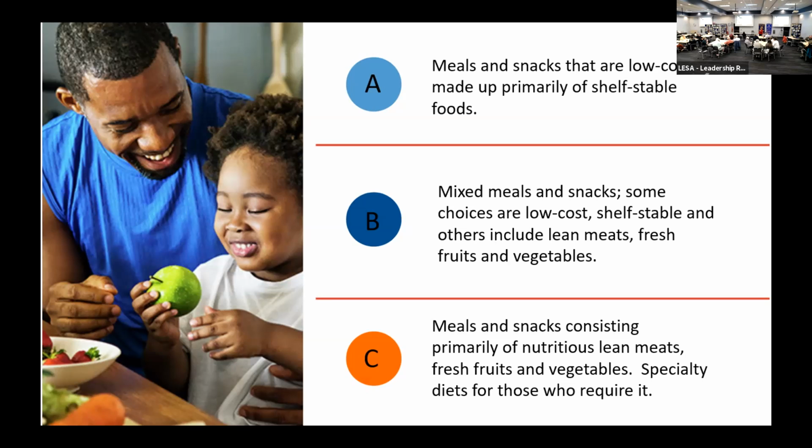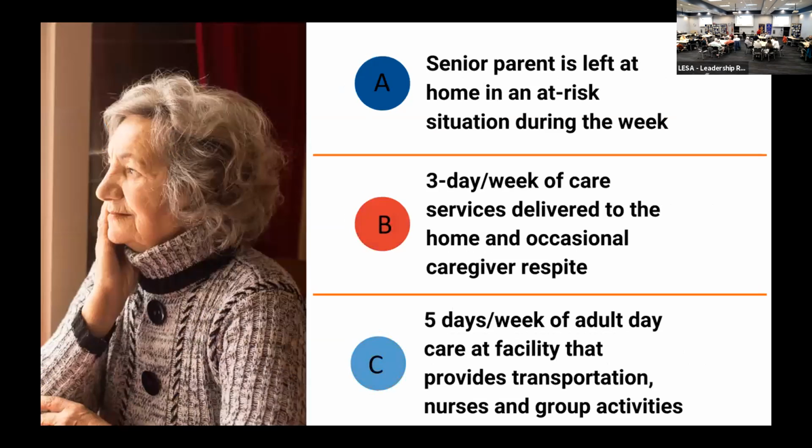If you want mixed meals and snacks, so some of the not so good for you stuff that's a little less expensive and some of the good stuff, including some lean meats, fresh fruits and vegetables, that's 2 points. And if you want to just eat the good stuff to fuel up your body the way it should be, nutritious stuff, fresh fruits and vegetables, a specialty diet if someone in your household requires it, take away 3 points.